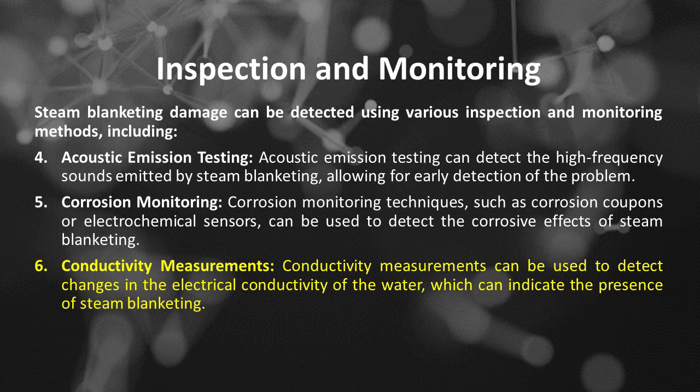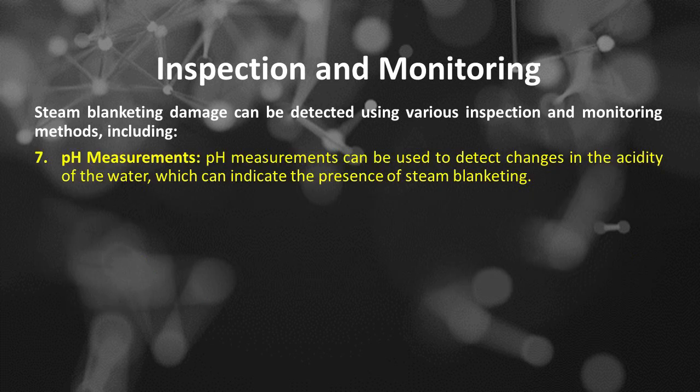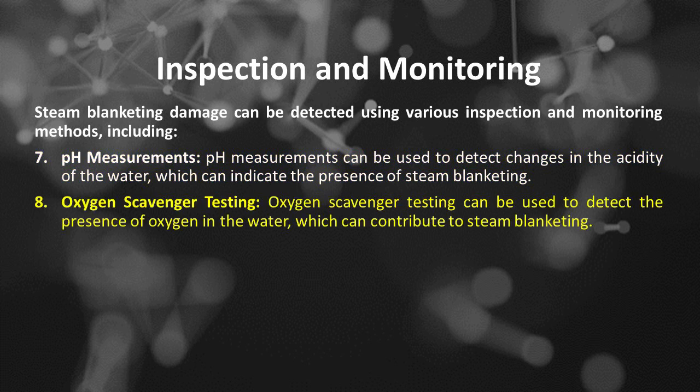Number 6 is conductivity measurements. Conductivity measurements can be used to detect changes in the electrical conductivity of the water, which can indicate the presence of steam blanketing. Number 7 is pH measurements. pH measurements can be used to detect changes in the acidity of the water, which can indicate the presence of steam blanketing.